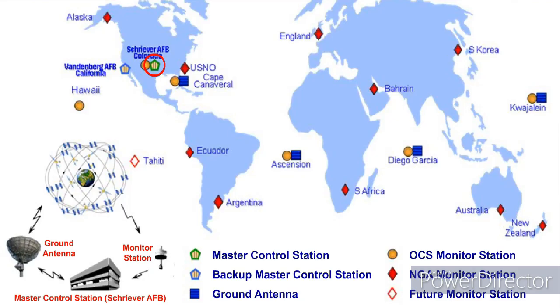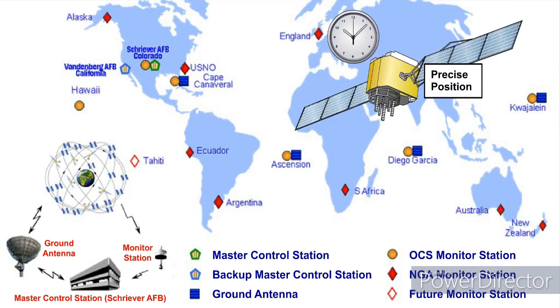The GPS control segment comprises a master control station, a backup control station, and monitoring stations with antennae. OCS stands for Operational Control Segment, and NGA stands for National Geospatial-Intelligence Agency, who provide precise information to correct orbital data. The monitoring stations check the SV's internally computed position and clock time at least once every 12 hours.